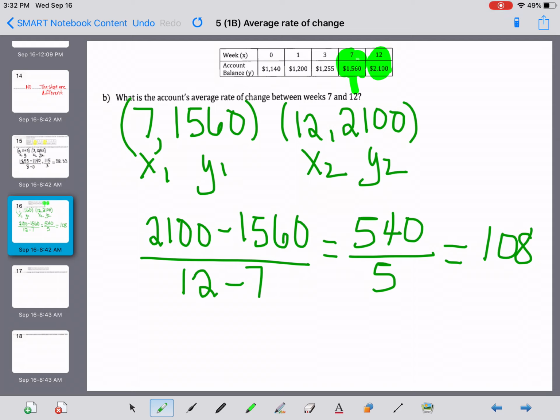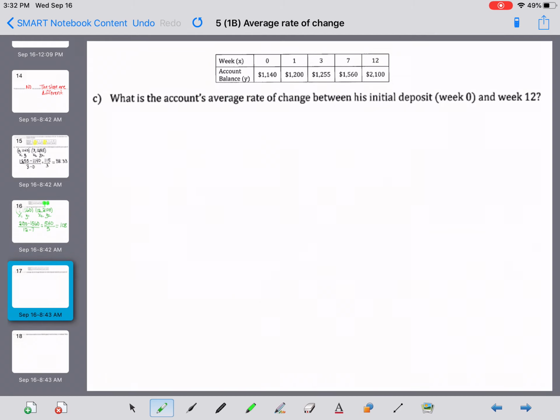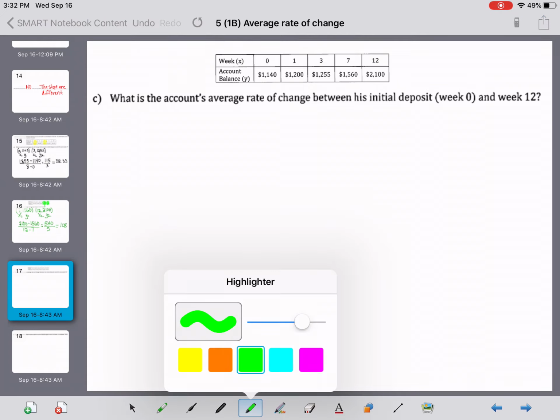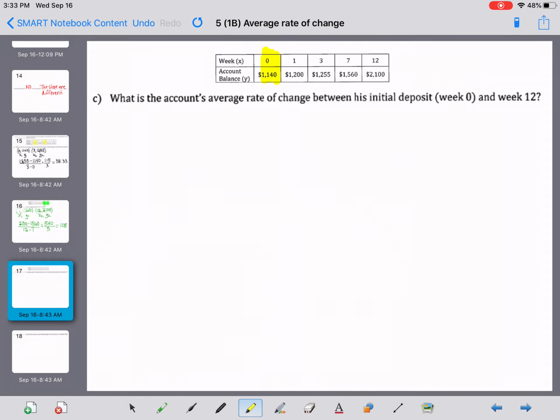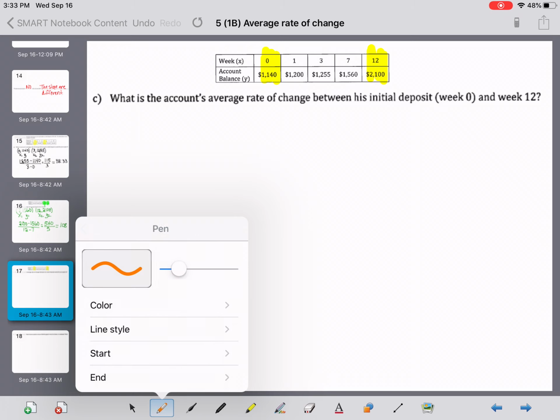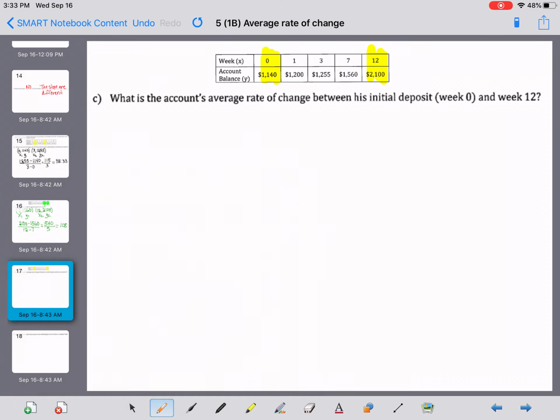And we actually have one more on this same example that we can take a look at. We're going to look at week 0. Here's week 0 and week 12. And when we come over here, our points are 0, 1,140, and 12, 2,100.